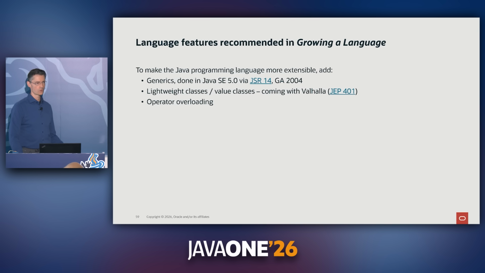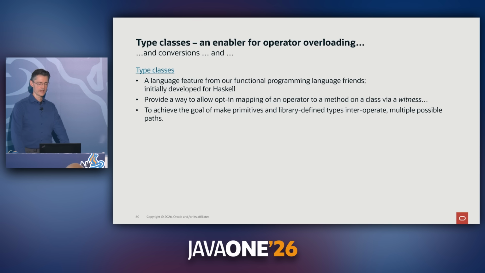The features he thought were necessary to get that extensibility were generics. So we added those back in JDK 5. Lightweight classes or value classes, that's coming now with Valhalla and JEP 401. And finally, operator overloading. So one mechanism we're looking to enable operator overloading is called type classes.